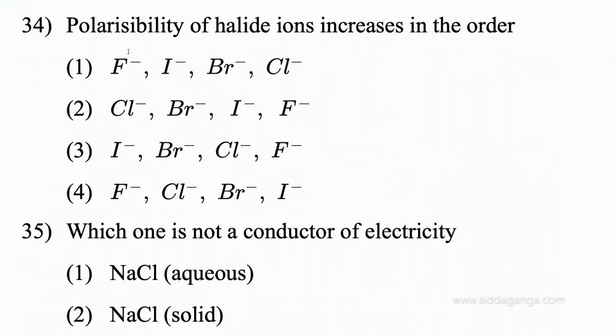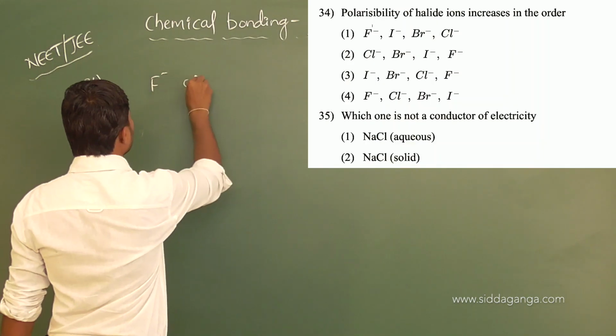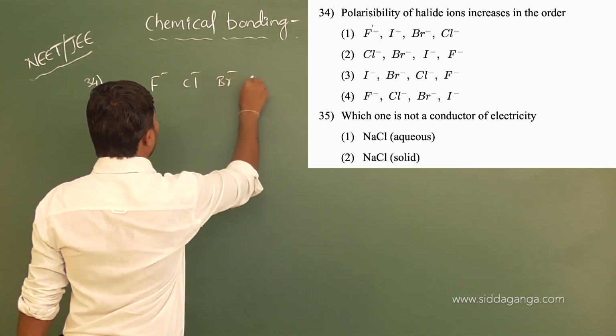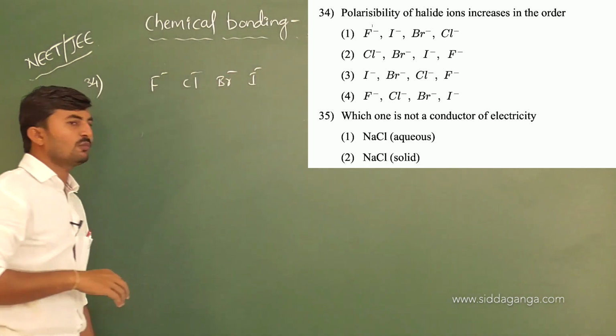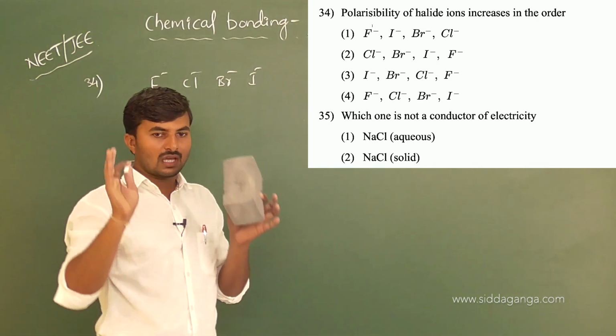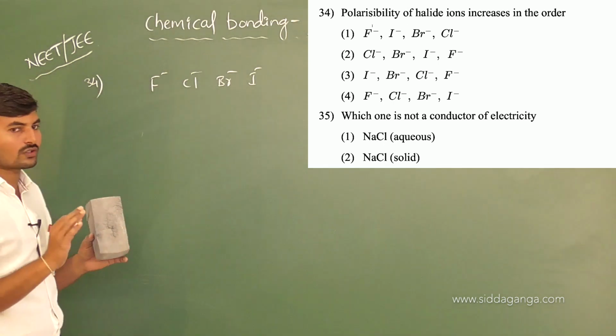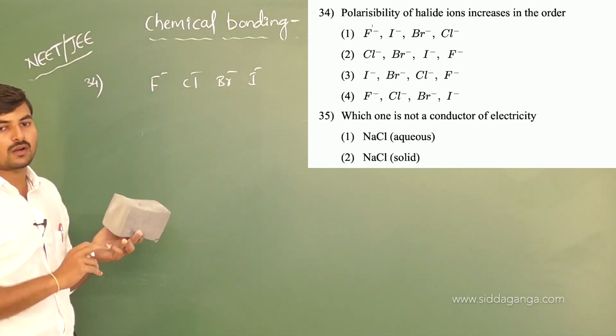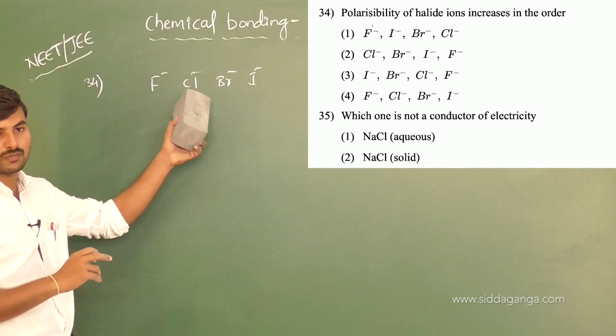So the next one, polarizability of halides. Polarizability of halide ions increases in the order. Okay, here they have given F minus, Cl minus, Br minus and I minus. Okay, this polarizability of anions and polarizing power of cations can be explained on the basis of which principle? We have to explain this on the basis of Fajans principle or Fajans rule.